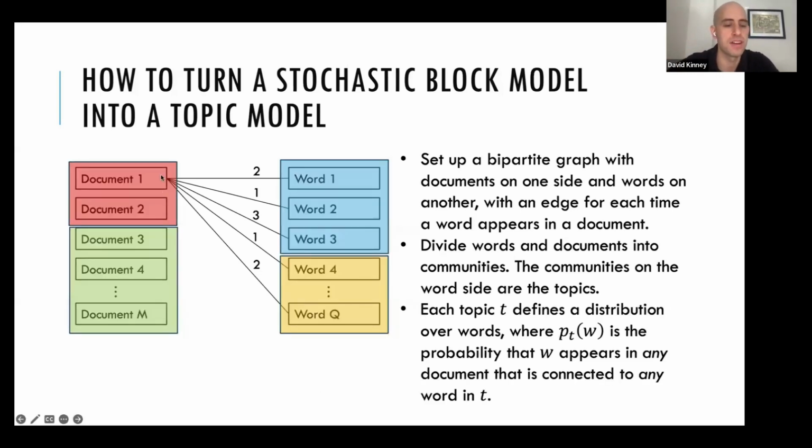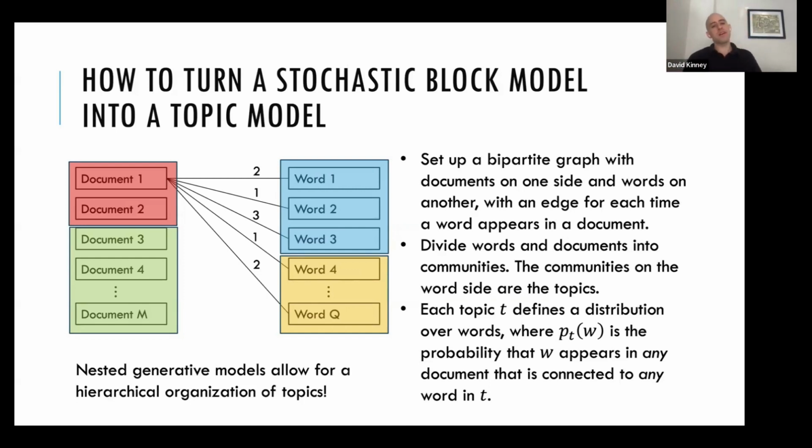So we can imagine, if you see here, we've divided these documents into communities red and green, and these words into communities blue and yellow. For each community of words, we'll call that a topic T. Then for each topic T, we can define a probability distribution over words, where the probability of a word according to a topic T is the probability that that word appears in any document that's connected to any word in T. So the probability of a word according to a topic is the proportion or the probability with which that word appears in all documents connected to that word.